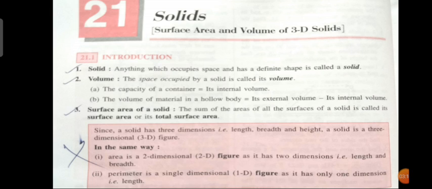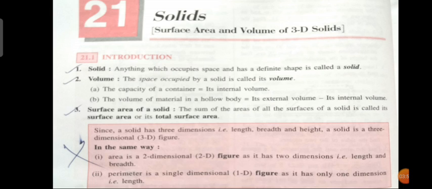You have studied this in your previous classes. And the capacity of a container is its internal volume. For example, take a glass of water. That glass is a container, and the volume of the glass is how much water the glass contains. The amount of water that will be contained by that glass is the volume of that glass. That's the capacity occupied by a solid.